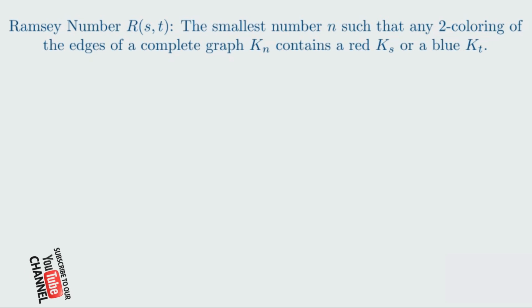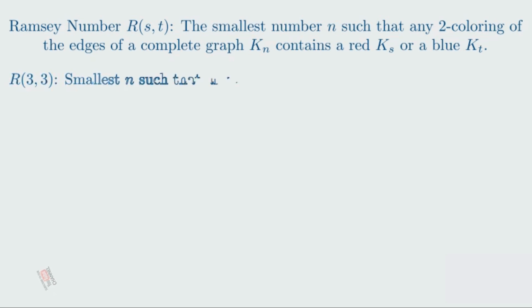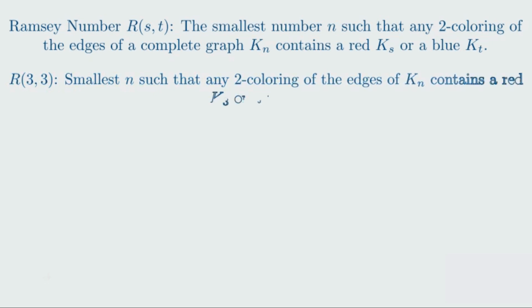In this video, we are specifically interested in R(3,3). So, in our case, S equals 3 and T equals 3. R(3,3) is the smallest number of vertices in a complete graph that guarantees we can find a triangle where all three edges are red, or a triangle where all three edges are blue. We call these monochromatic triangles. A K_3, or a complete graph with three vertices, is just a triangle.